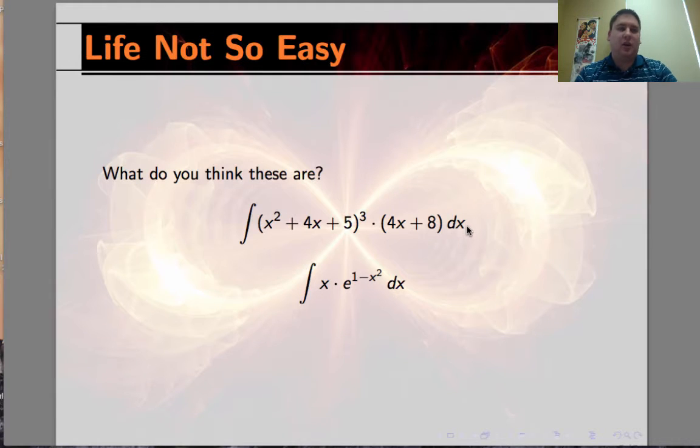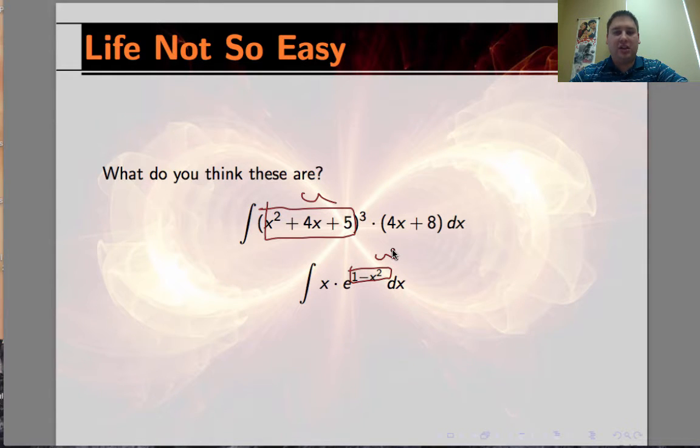Okay. Unfortunately, life is not always so easy. In that example, it was really nice because we had a function and its derivative both showing up inside of the integrand. You'll notice for these two problems that is not the case. I want you to try these out for homework. We'll talk about them in class. But for the first one, we should let this thing be equal to u. And for the second one, we should let the exponent be equal to u. I'll give you that hint at least.